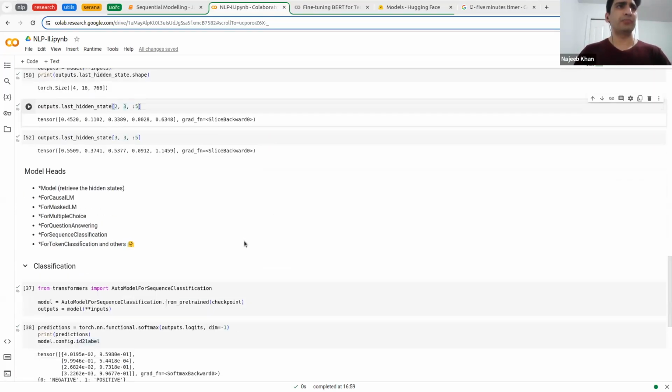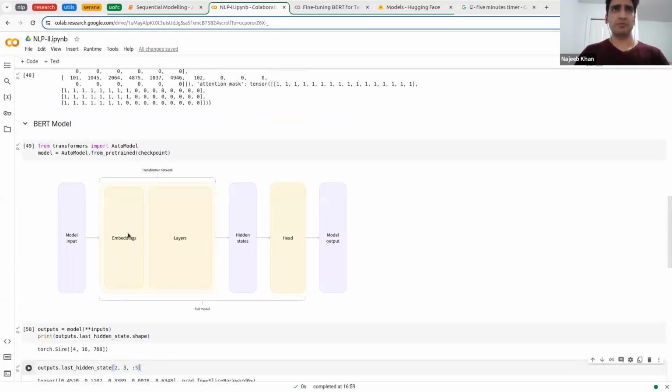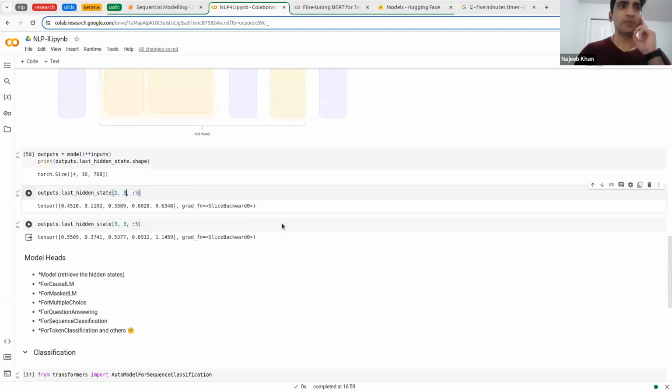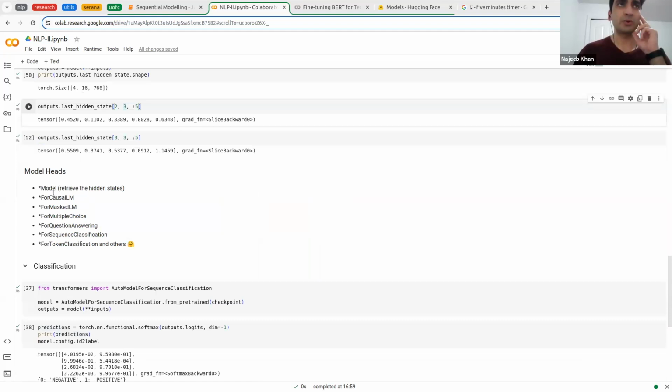Okay. Now this was just this part of the model, the auto model. What if we want to perform some task with it? That's where we need to add a head to this model. So there are different heads. The auto model basically retrieves the hidden states, which we did there.